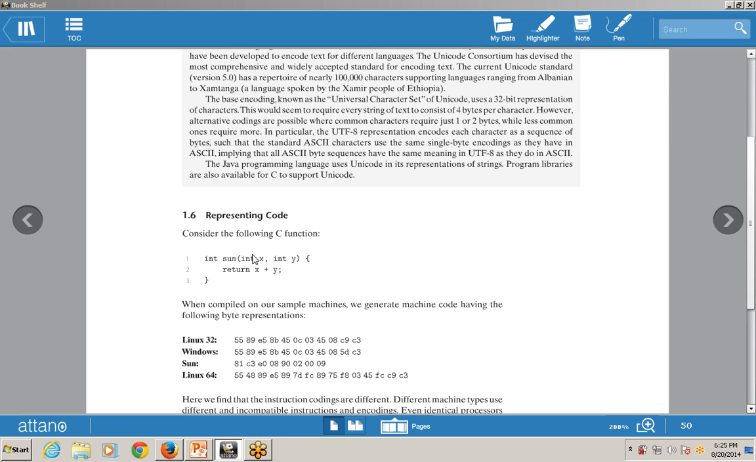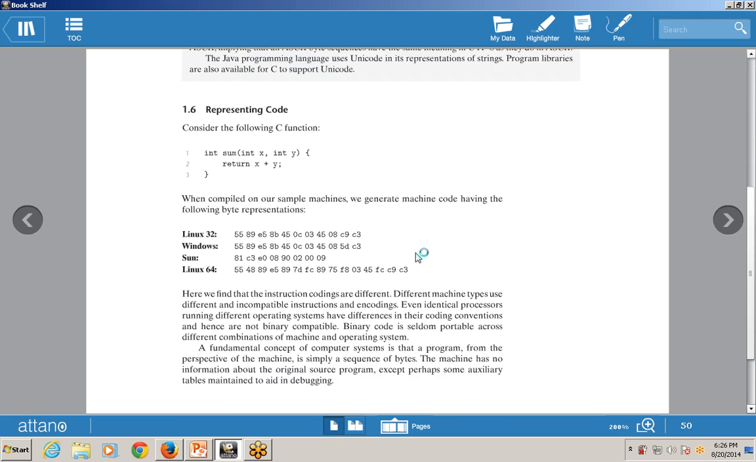Suppose I have a value 10 in x and a value 20 in y. So if I use this command, return x plus y, x has the value 10 and y has the value 20. So the output is 30, because 10 plus 20 is 30. So it gives the return value, that is 30, with the help of this function. So this is how we can represent the code in the computer system.